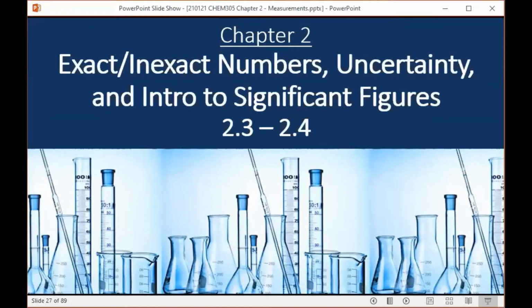All right, we're going to talk now about exact and inexact numbers, uncertainty, and introduce significant figures. And this corresponds to sections 2.3 through 2.4 of your textbook.